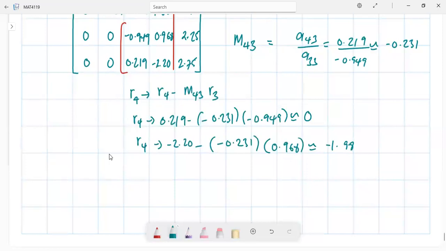Okay. And then the next element we're trying to introduce from row 4 is 2.75 minus negative 0.231 times the element in row 3, which is 2.25. So this gives approximately 3.27. Okay, so now this is our new matrix.